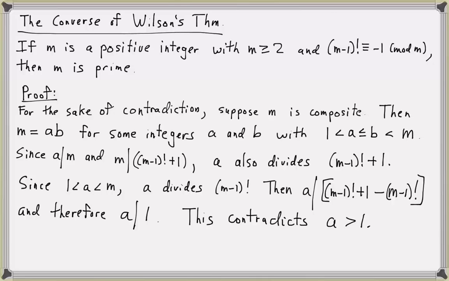Therefore, our original assumption must have been false, and m must be prime. So now we have an even stronger statement, not just the forward statement of Wilson's theorem, but we've proven the converse is true as well.